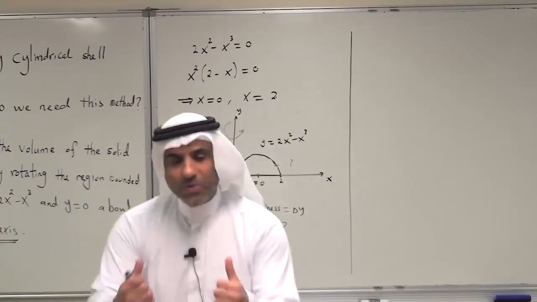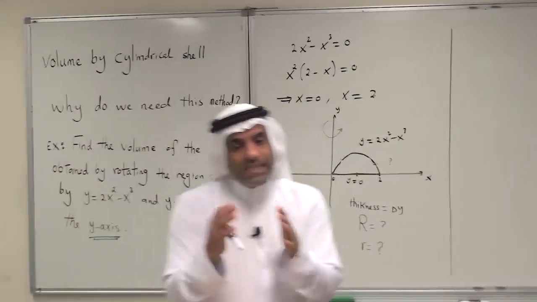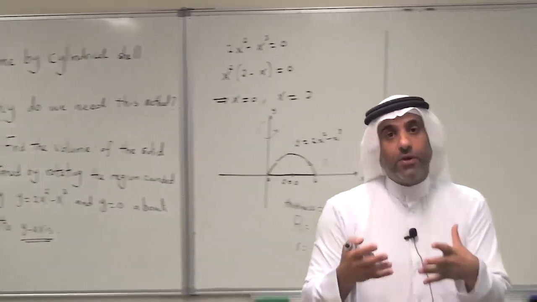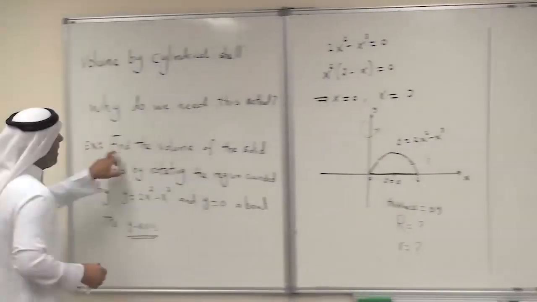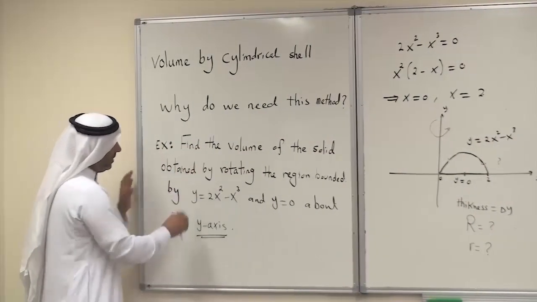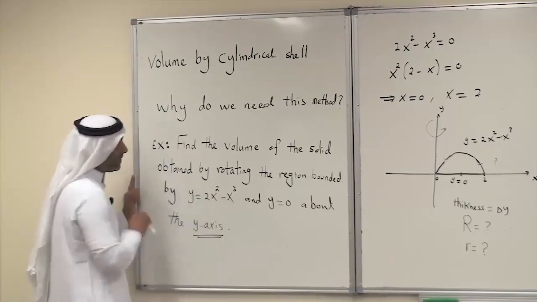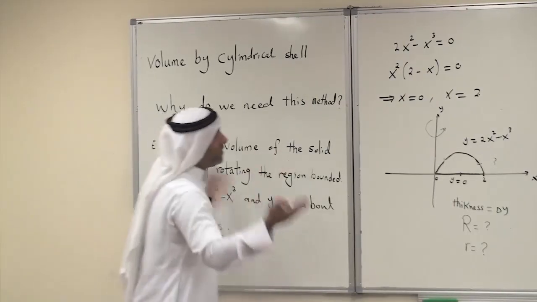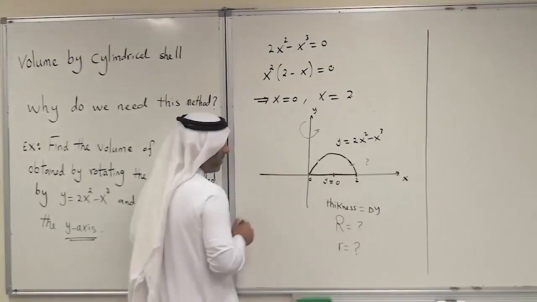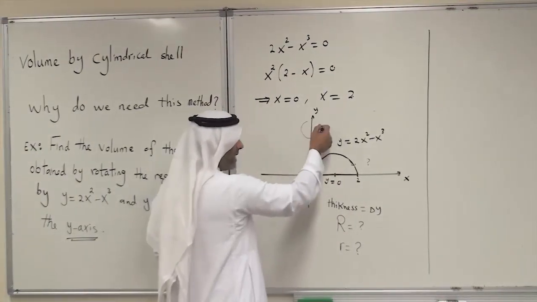Okay, let us go back now to our previous example where we faced a difficulty in finding the volume by using cross sections. The example says, find the volume of the solid, etc. We have y equals 2x squared minus x cubed, and y equals 0 about the y-axis. So the graph, as we did before, is graphed in front of us here.